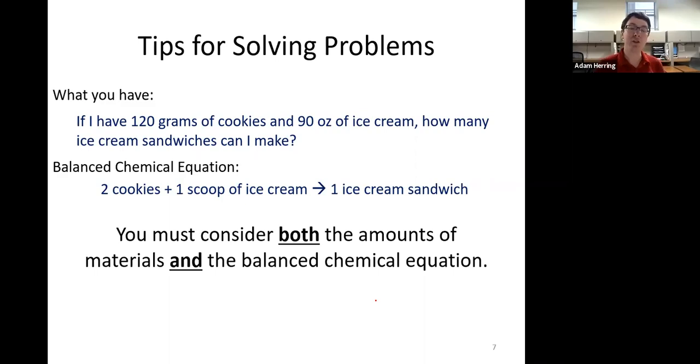Very frequently, students make mistakes and they just take a look at the balanced chemical equation and say, well, clearly, if I need 2 cookies and 1 scoop of ice cream, then I have 2 cookies and 1 scoop of ice cream, without actually accounting for the materials that they have. What if you have no ice cream at all in your freezer? You can't make an ice cream sandwich.